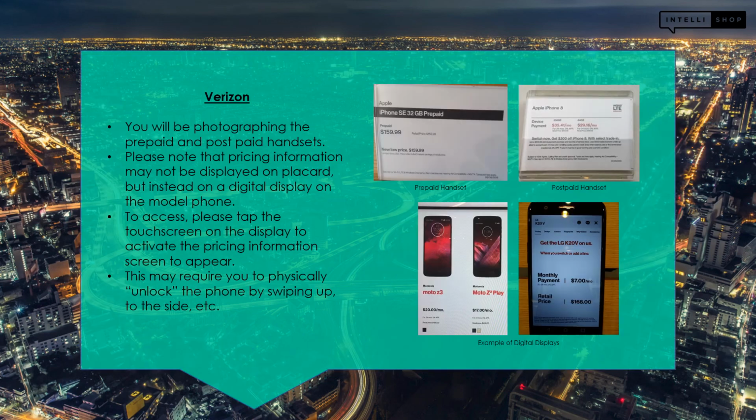For Verizon locations, you will be photographing the prepaid and postpaid handsets. Please note that pricing information may not be displayed on a pricing placard, but instead on a digital display on the model phone. To access, please tap the touchscreen on the display to activate the pricing information screen to appear. This may require you to physically unlock the phone by swiping up or to the side. Please reference your shop guidelines for an example of what the photo of the pricing information on the digital display will look like. It is also shown here.